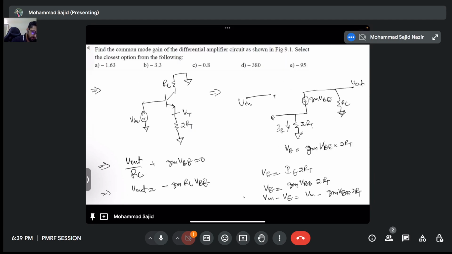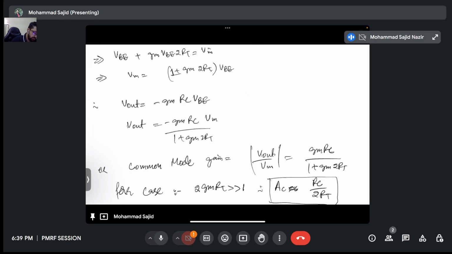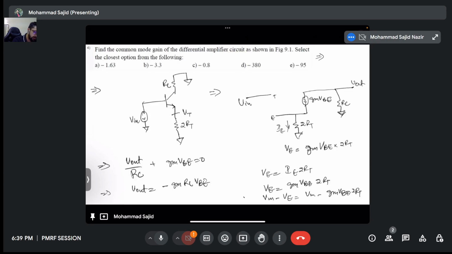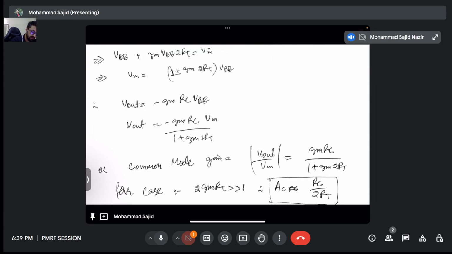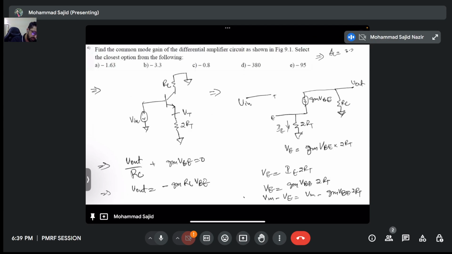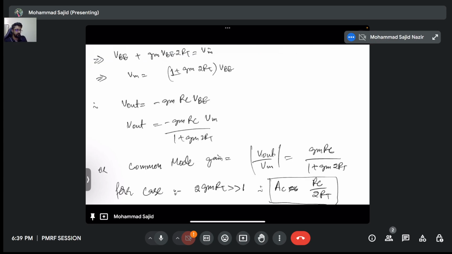So by using this formula, RC by 2 RT, you can find the common mode gain, right? You know RC, that is 3.3K. I have taken the modulus, so it will be 1.63.